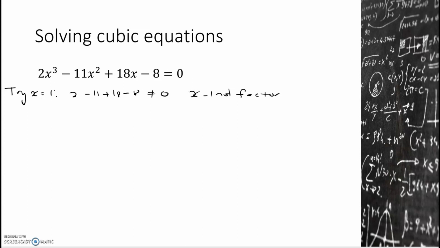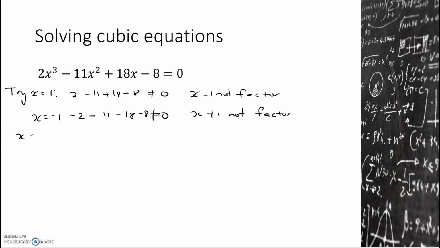What about trying x equals negative 1? So then we've got negative 2 minus 11 minus 18 minus 8. I don't think that's 0 either. So x plus 1 is not a factor.